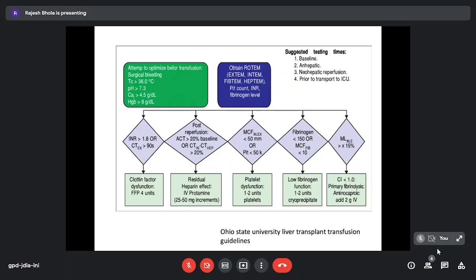When you are doing a reperfusion, you are putting on heparin, and whenever the heparin impact is more than 20%, you have to do a reversal of the heparin impact to reduce the bleeding manifestation. So you have to give IV protamine.